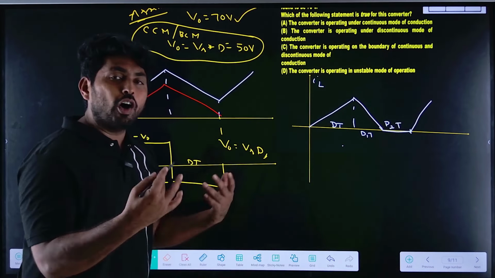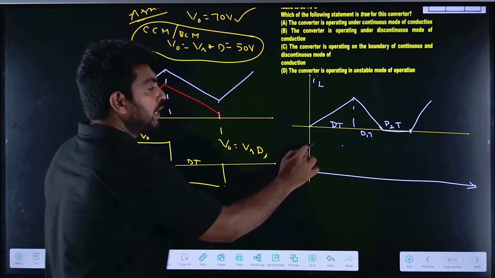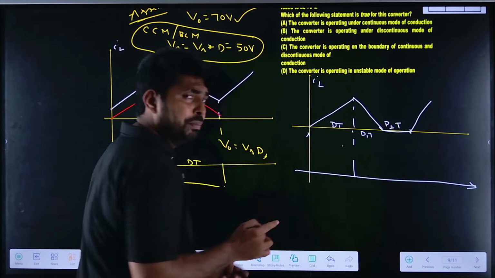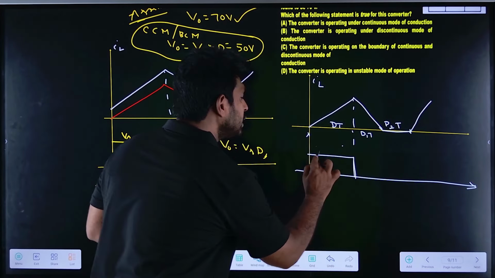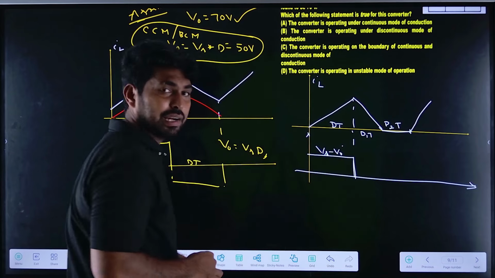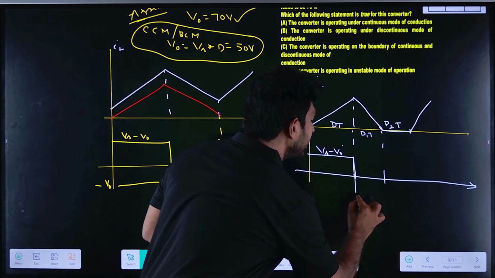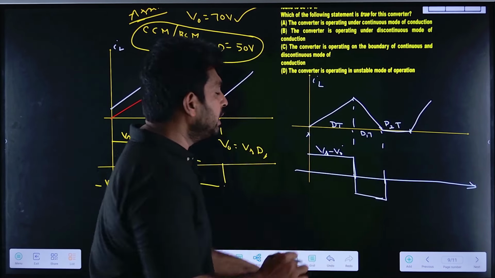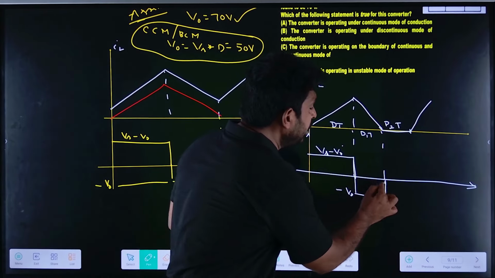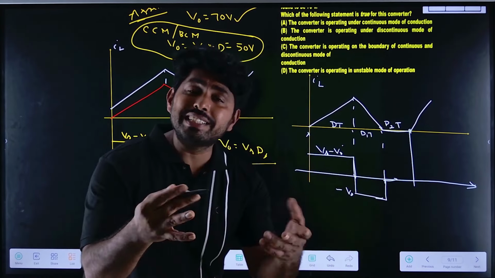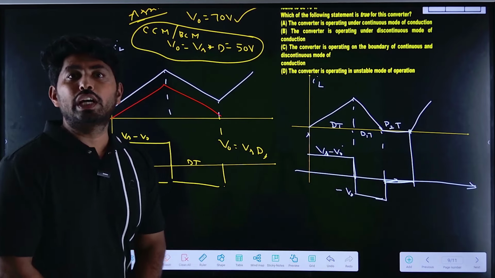How can the output voltage be drawn here? From 0 to dT, the switch is in on condition, so the voltage will be Vs minus V0. When the switch is in off condition, that is the d1T period, the voltage is equal to minus V0. Now, in the remaining period, no device is conducting, so this voltage will be 0.